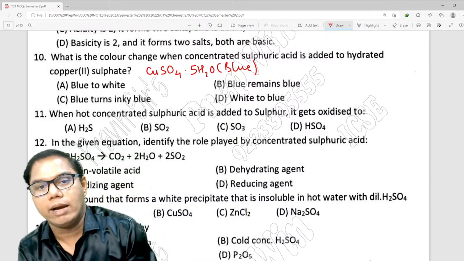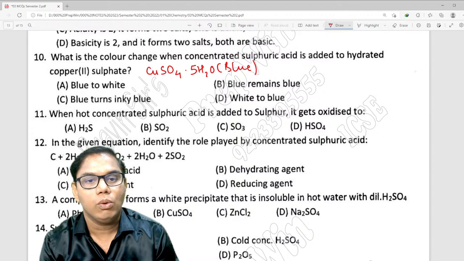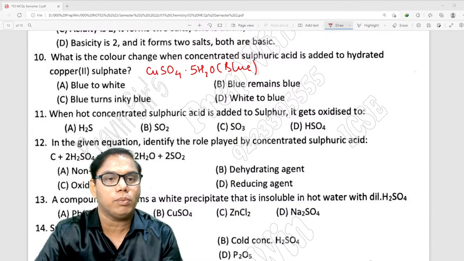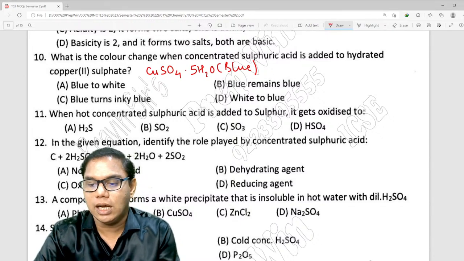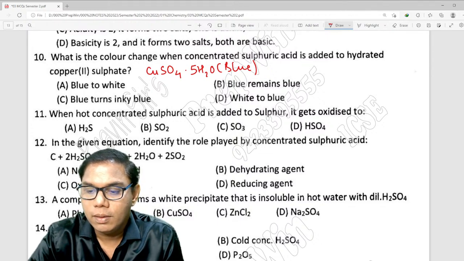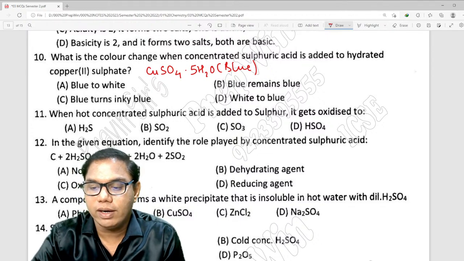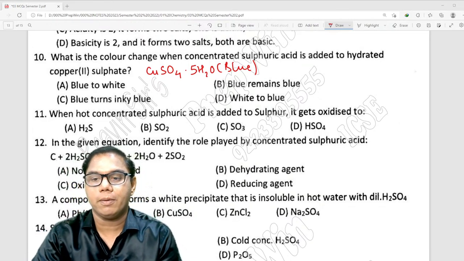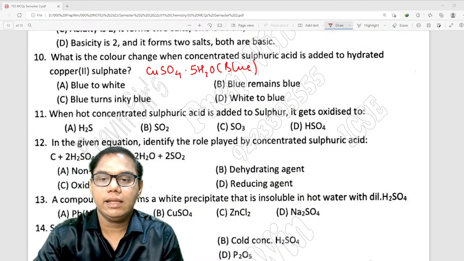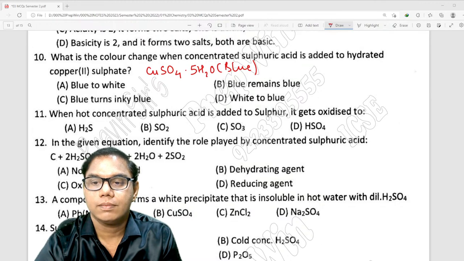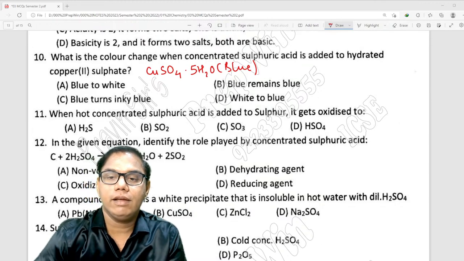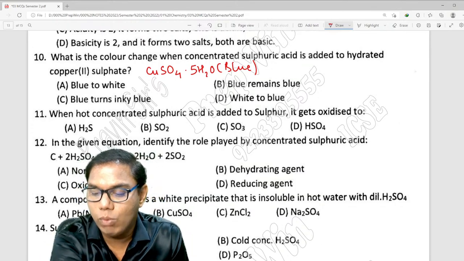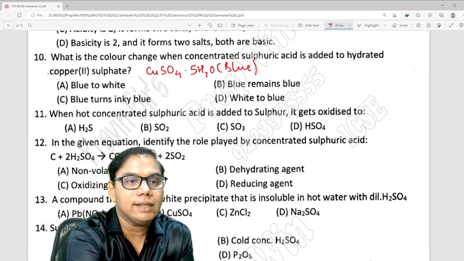10th one: blue to white, blue remains blue, blue turns inky blue, or white to blue. Which one is the correct option? Tell me your question number and option. Quickly. What is the answer for the 10th one? Correct answer is A.